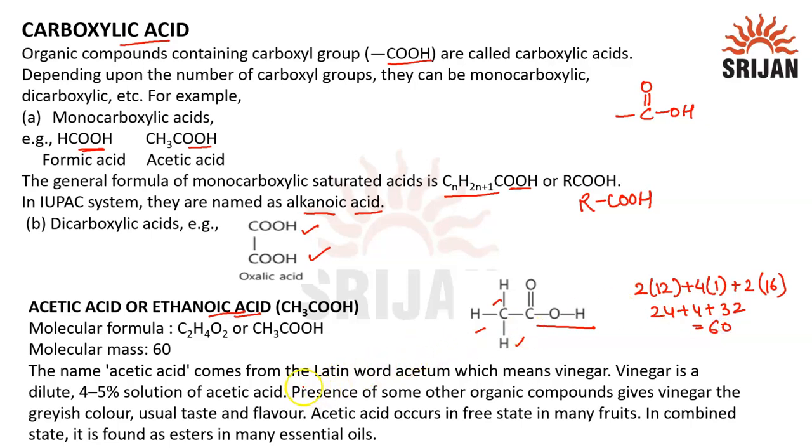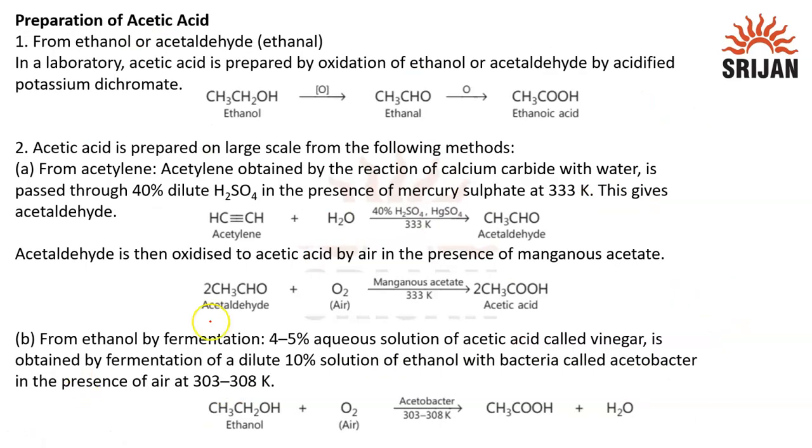Now this word acetic acid has come from the Latin word acetum, which means vinegar. Vinegar that we use in our homes, in our kitchens, is a 4.4 to 5% solution of acetic acid in water, and because of some other organic compounds, vinegar gets its grayish color, taste and flavor. Now acetic acid occurs in free state in many fruits, and in combined state it is found as esters in many oils.